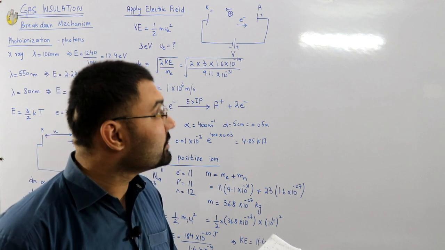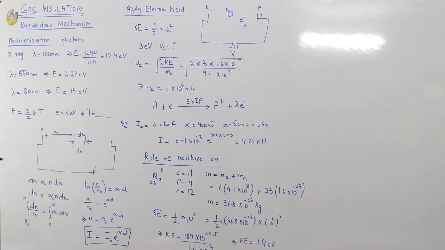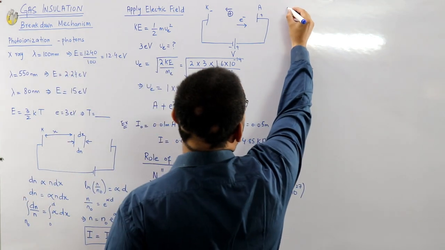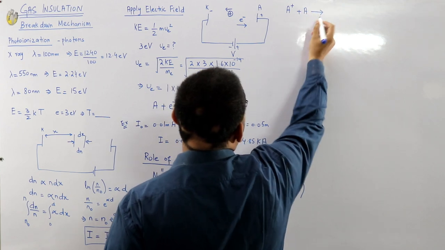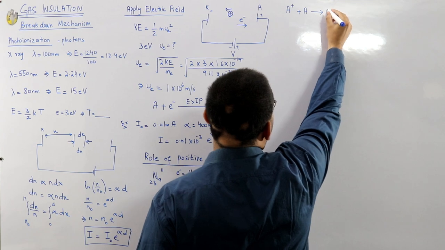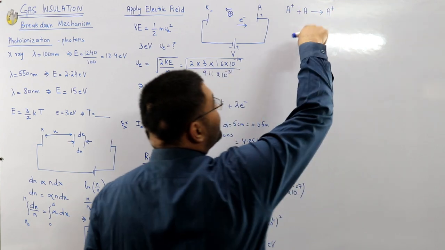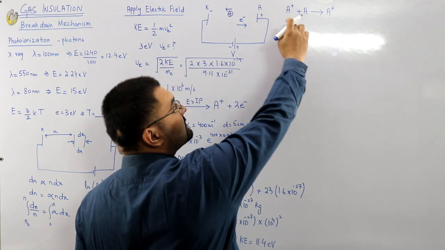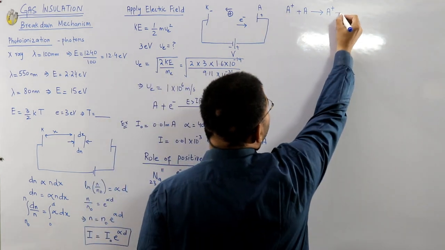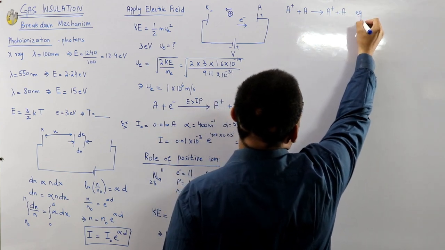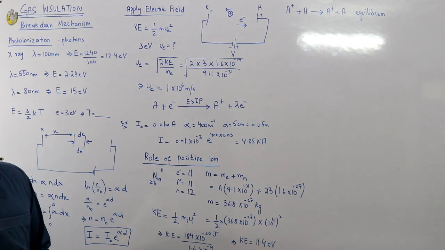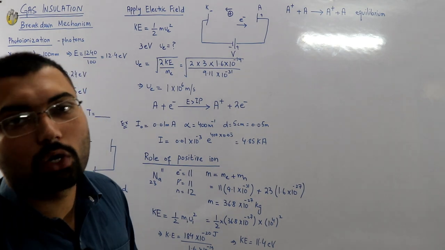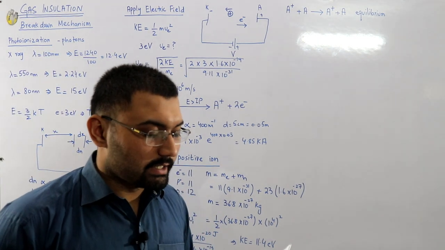So we are talking about a sort of equilibrium. What I am saying is that you have a positive ion incident on a neutral atom. The neutral atom has ejected an electron and has become a positive ion, but the ejected electron would be captured as soon as it is ejected by the same positive ion to become a neutral atom. So have a look, we are talking about an equilibrium space charge region. We have established some sort of equilibrium, so the current would not increase.